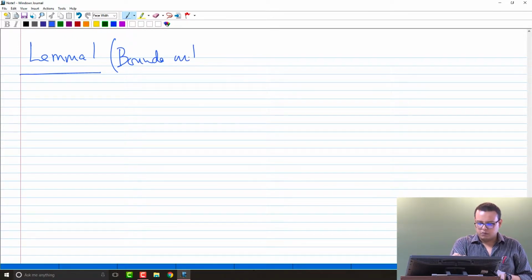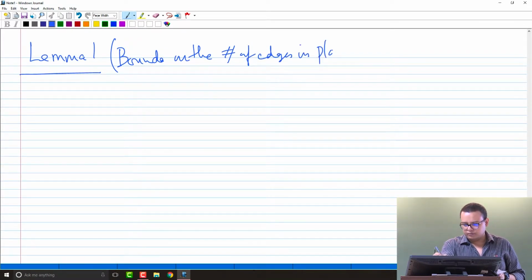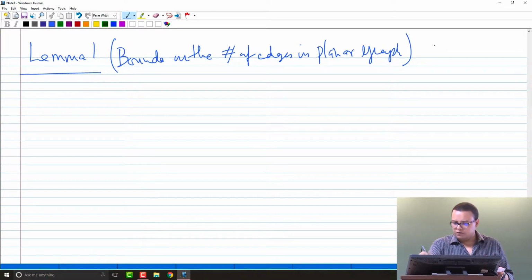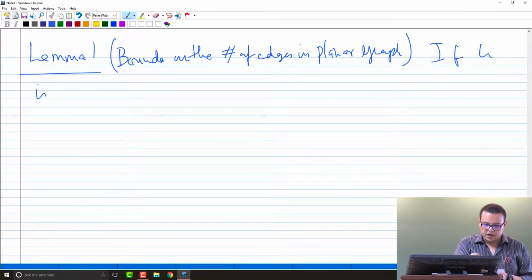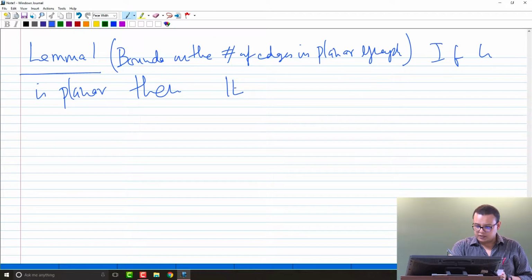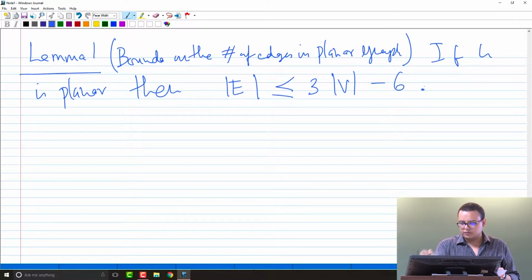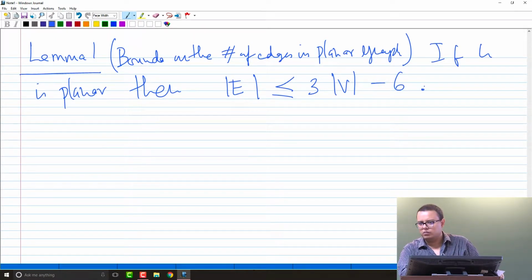So, let me now number these because I will be using this. This is called the bound on the number of edges in a planar graph. If the graph G is a planar graph, then the number of edges is less than 3 times the number of vertices minus 6. This is something we will be using in the proof.